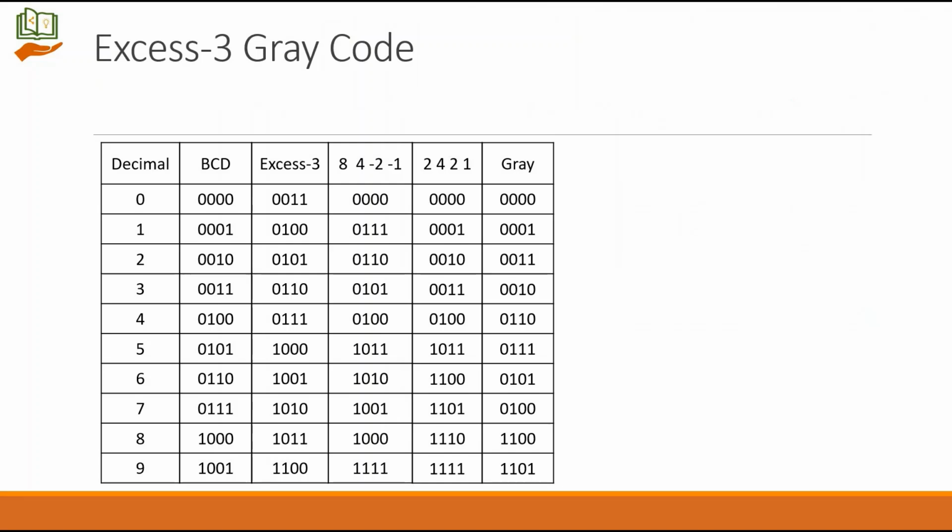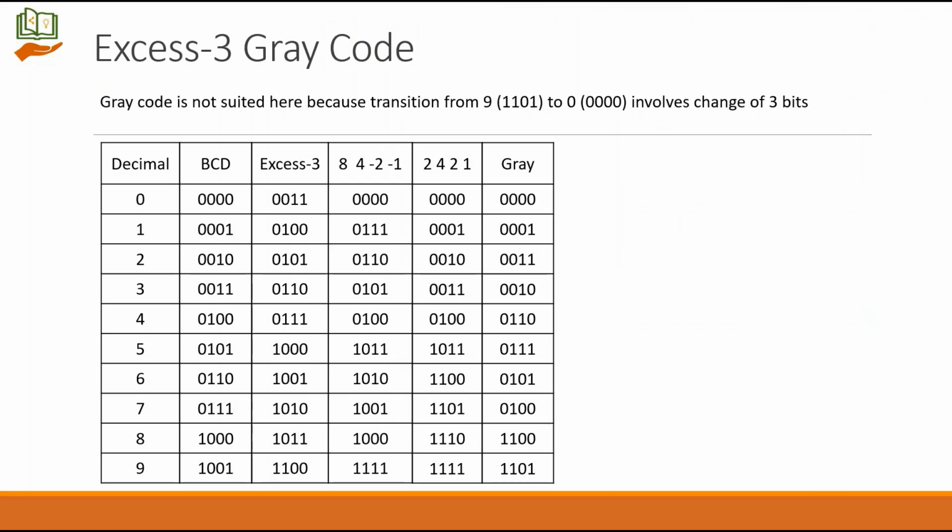XS3 gray code. First we have to understand why gray code didn't work. There are two values, 9 and 0, considered. 9 has a value 1101 and 0 has a value with 4 zeros. When you go from 8 to 9, only one bit has changed. After 9, when you get to 0, only one bit should change. But in fact, how many bits are changed here? Only one bit is staying the same. 3 bits have been changed. So gray code is not suited because the transition involves change of 3 bits. So this is actually breaking the rule of gray code.